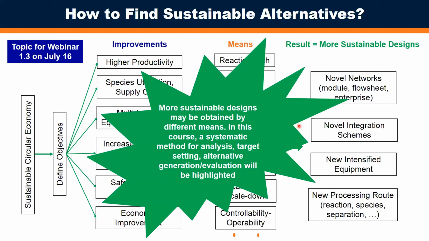The key thing to remember here is that there's different ways that we can get more sustainable designs. Not all of these steps and all of these improvements are sought in every single scenario. So in the course that Professor Ghani has put together here, the key thing is really to present a systematic method for how to analyze, set the targets, and generate alternatives and evaluate them. Because in some cases, you may be focused more on an environmental aspect rather than productivity or economics. All those things need to be looked at for each case. The key thing is that the method doesn't change. It's still the same method, but the target setting is the part that the designer has to focus on.